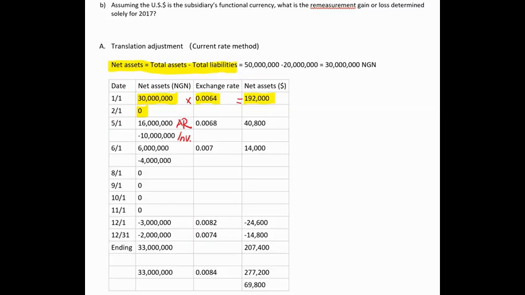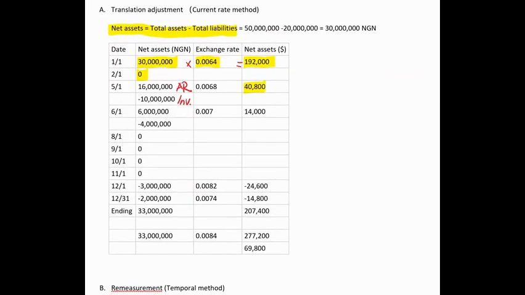Then we use 6 million NGN times the exchange rate on that date, May 1st, and the corresponding US dollar amount is 40,800. Next, let's move on to June 1st.